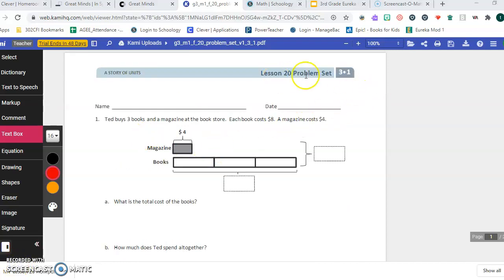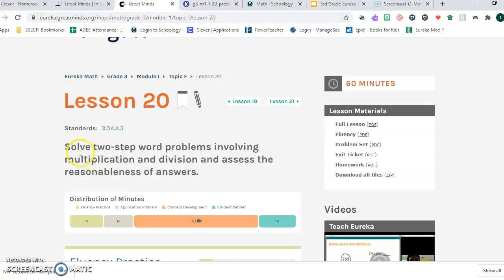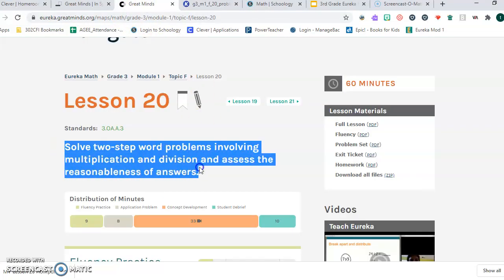Okay, we're going to be working in the lesson 20 problem set, and the whole point of lesson 20 is to solve two-step word problems involving multiplication and division and assess the reasonableness of answers. A lot of words. This is tricky, so be patient with yourself. It's really about being reasonable, which means your answer should make sense. If you get a wacky number, then chances are you did something wrong.